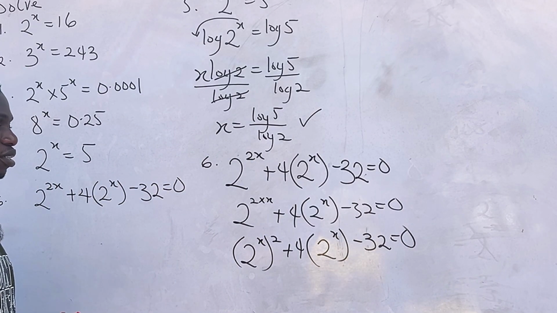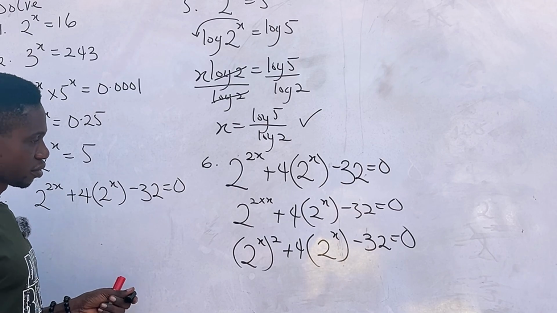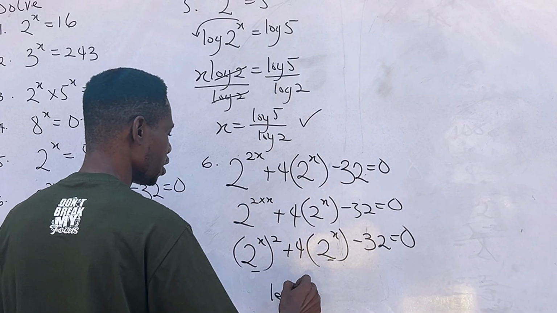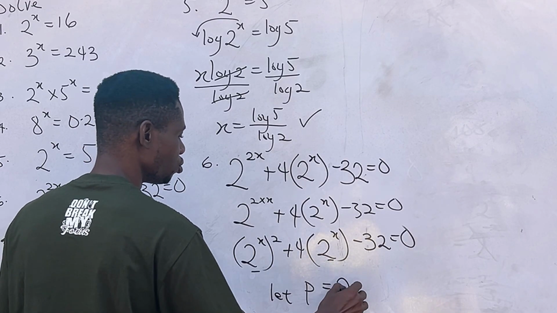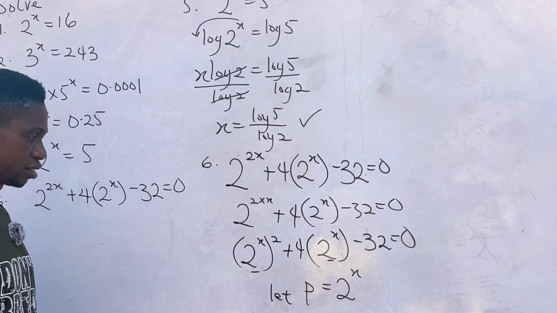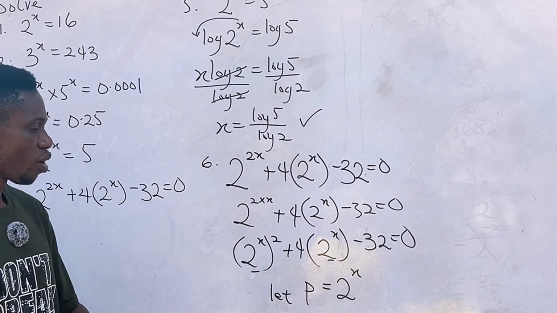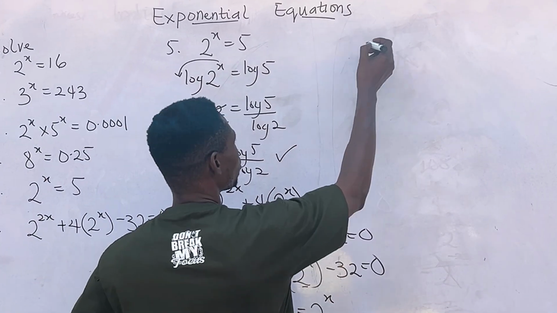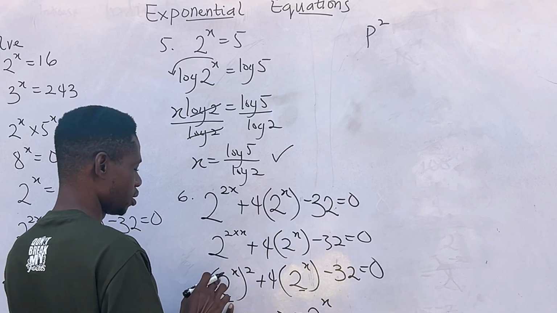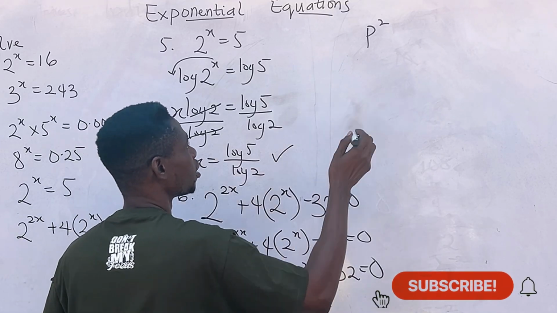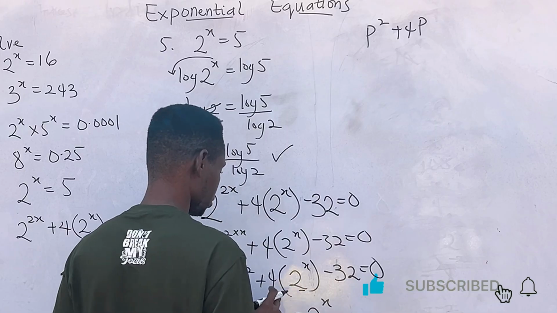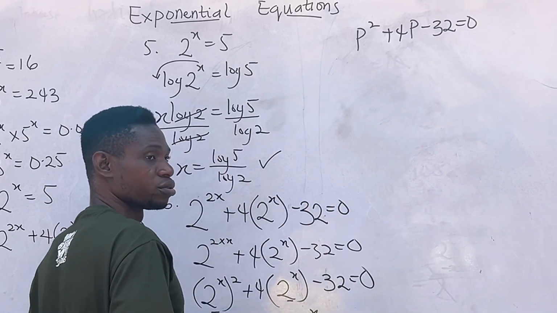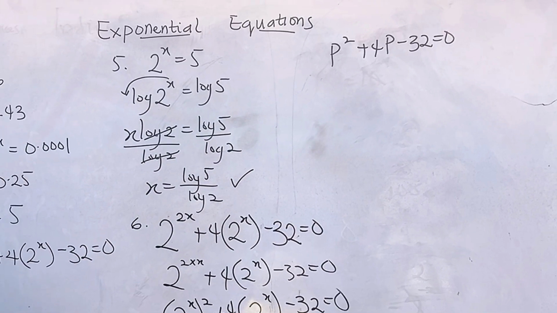So what do we do from here? This is similar to this. So we can say let P represent 2 raised to the power x. If that becomes the case, this will give us P squared, that's 2 raised to the power x is P squared, plus 4P minus 32 equal to 0.